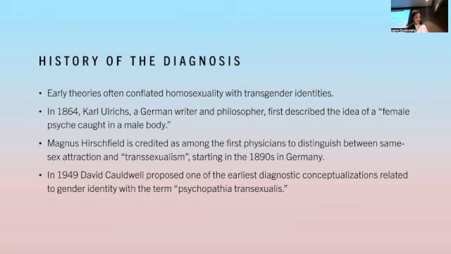Gender dysphoria has probably existed throughout history, but in 1864, Karl Ulrichs, a German writer and philosopher, first described the idea of a female psyche caught in a male body. Magnus Hirschfeld is credited as among the first physicians to distinguish between homosexuality and transsexualism. And in 1949, David Caldwell proposed one of the earliest diagnostic conceptualizations with the term psychopathia transsexualis. Caldwell distinguished between biological sex and psychological sex and saw the latter as determined by social conditioning.